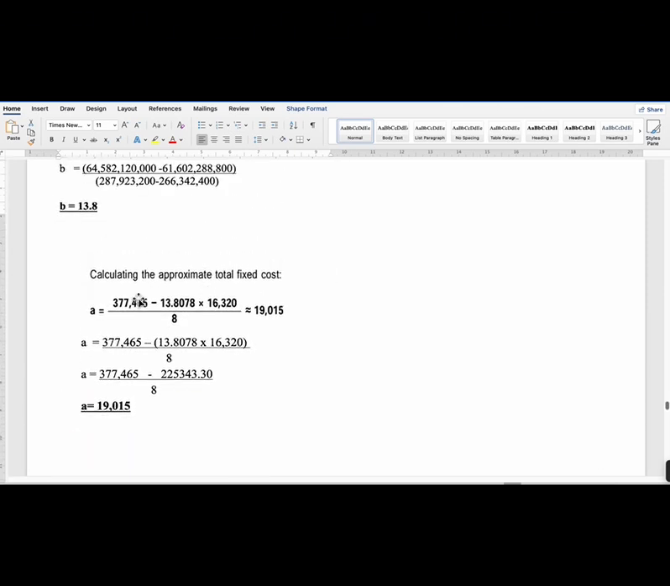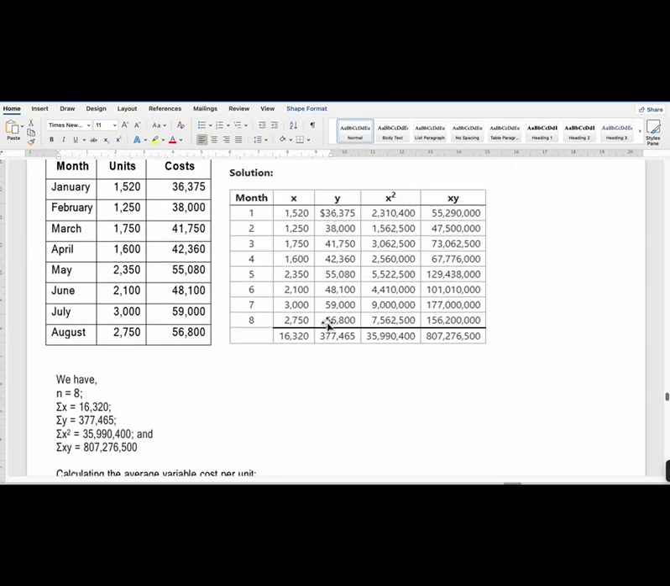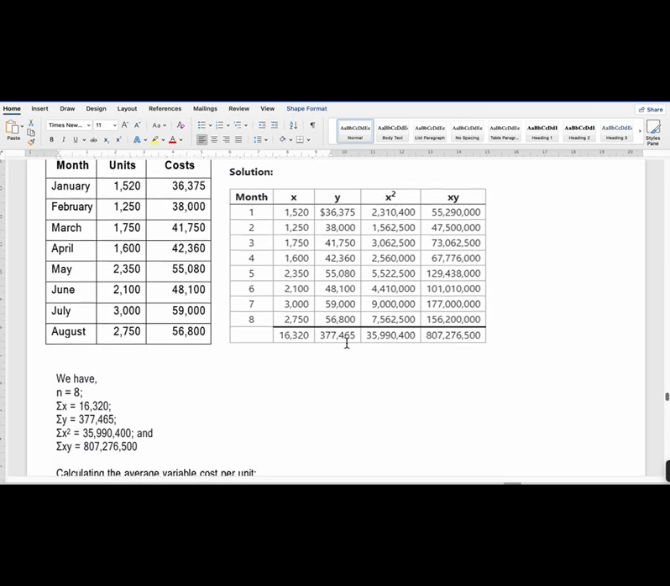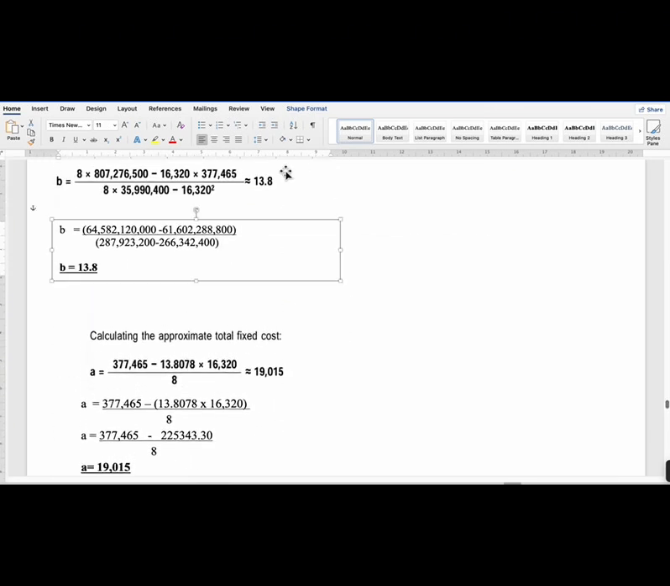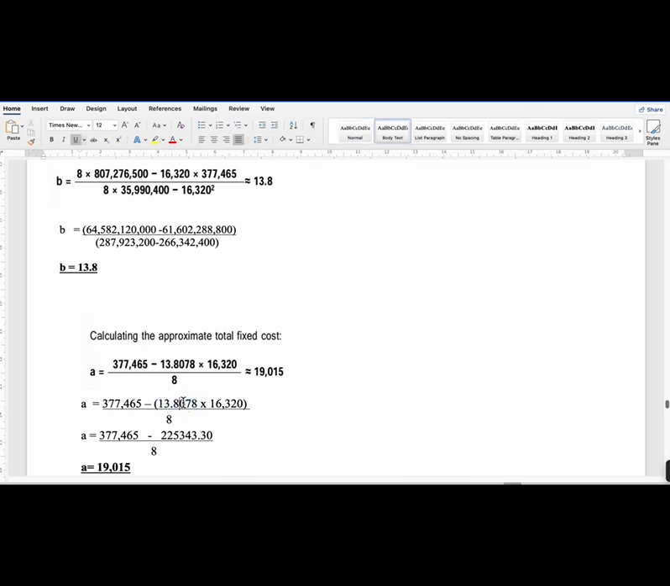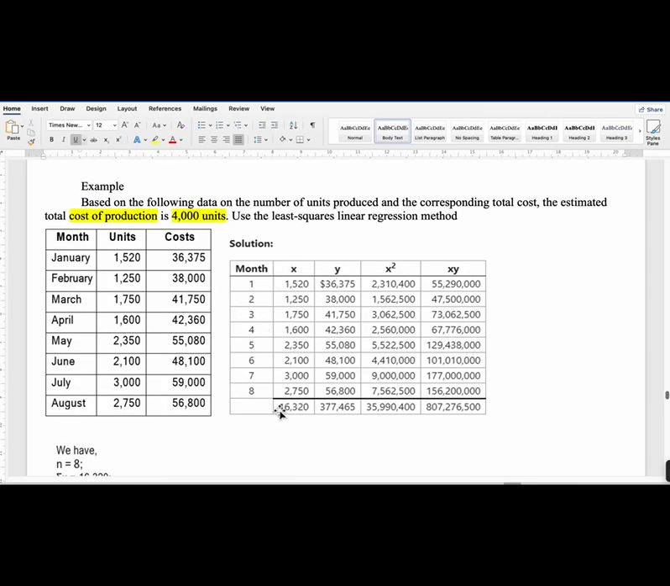Since we have solved the summation of y, what is the summation of y? We have here summation of y, 377,465, minus b. What is our b? 13.8, or 13.8078. In the exam, you can also answer with 2 decimal points. And then the summation of x, this is our summation of x, 16,320.